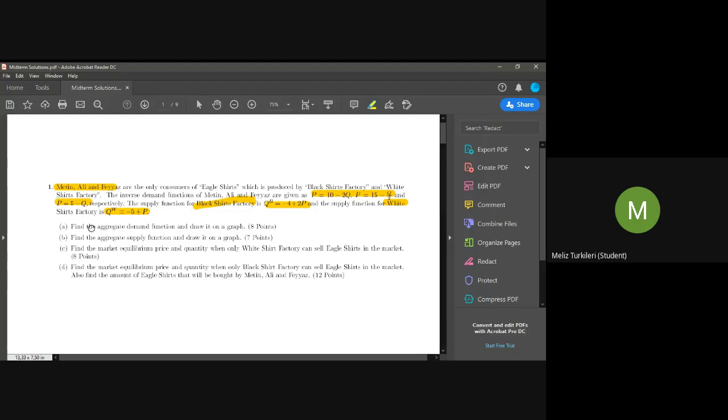Let's check the questions. In the A section, it asks us to find the aggregate demand function and draw it on a graph. For the second part, find the aggregate supply function and draw it again. Let's start with the A section.